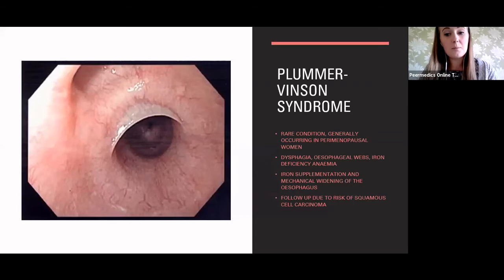And you just manage it the same, so iron supplementation, and you might need to go in and mechanically widen the esophagus to cope with the dysphagia. The only thing to bear in mind with this is that there is a slight increased risk of squamous cell carcinoma of the esophagus, so you'd probably just consider monitoring these patients.